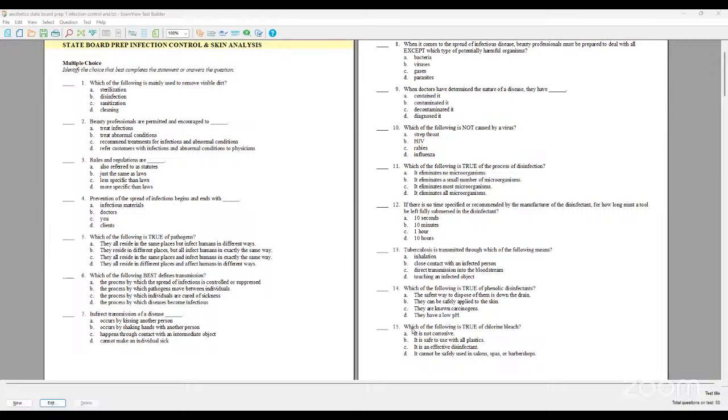15, which of the following is true of chloride bleach? Chloride bleach. 15 is C. It is an effective disinfectant. I'm going to tell you, if you're going for state board to open up your suite, your school or salon, anything, the state board inspectors are going to say, please do not use bleach. Not that you can't use bleach, but sometimes the bleach is overwhelming.